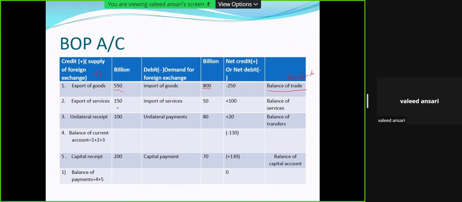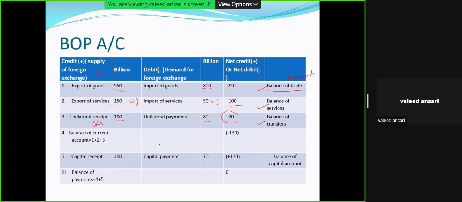Then the export of services, banking and others provided. The export of services is to the tune of 150, whereas imports of services are lower, so the difference is plus. Now unilateral transfers, as I said, aid, gifts and other things which are received, say 100, and paid is 20. So the entry is 50 plus 20. This is called the balance of transfers, and this is the balance of services.